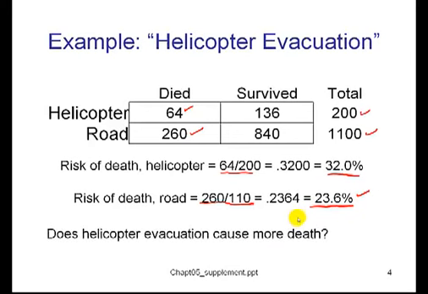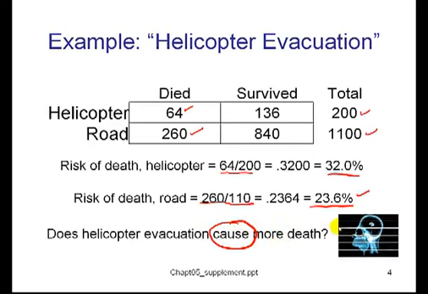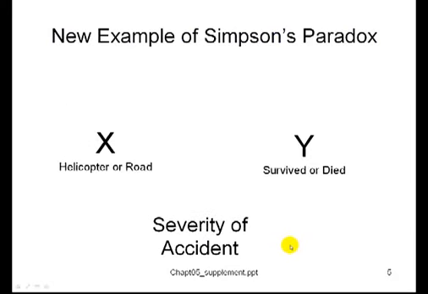Now, does that mean that there's a positive association between helicopter evacuation and death? Well, there is an association, but does that mean helicopter evacuation causes death? And of course, unless you have the little tiny brain of Homer Simpson, you would recognize that that's a silly conclusion, or at least not a very plausible one. So what do you do? You consider the extraneous variable, or the lurking variable, of severity of accident.